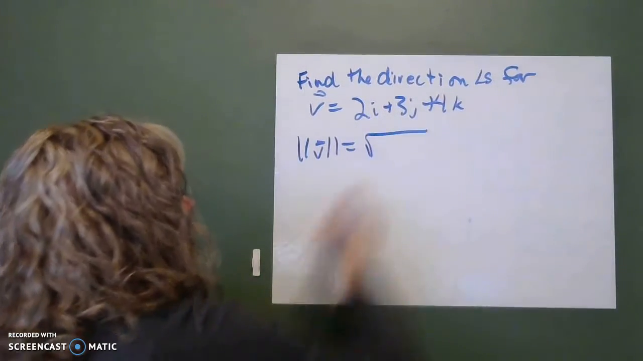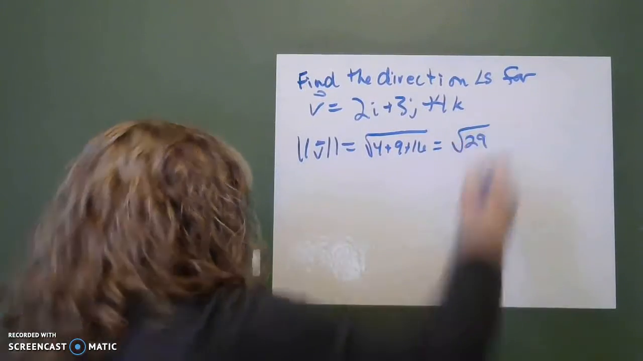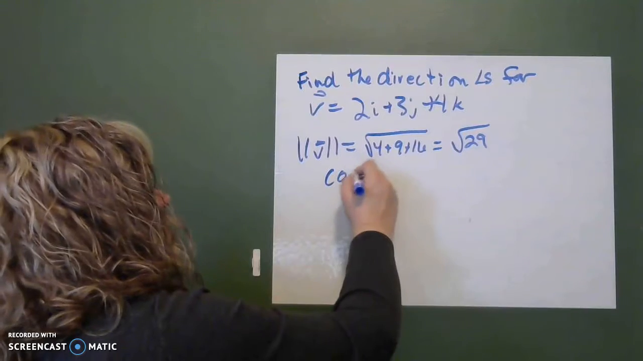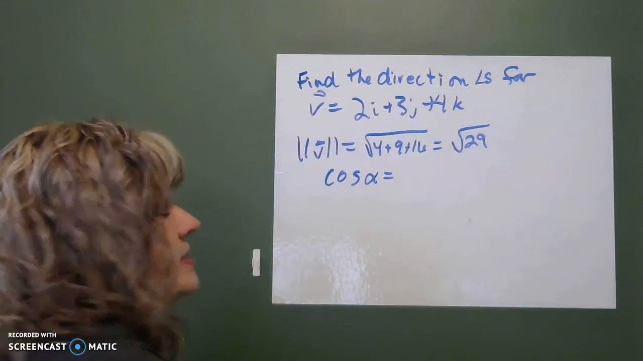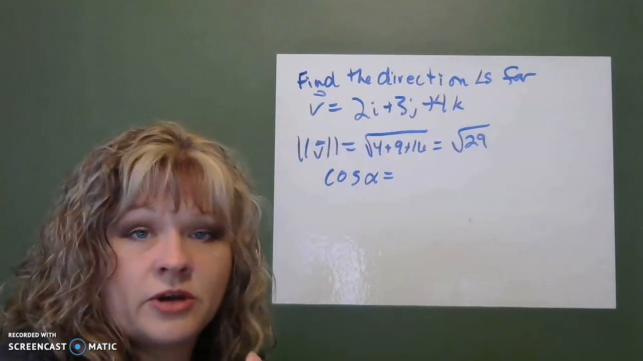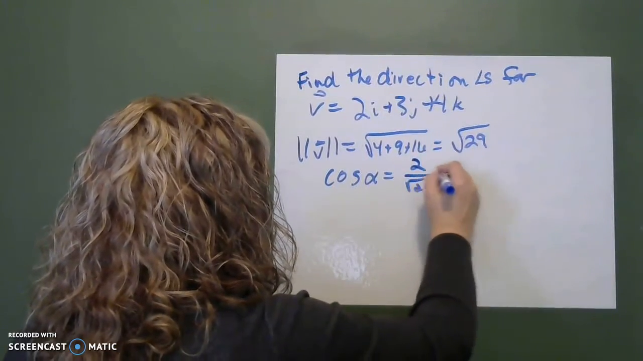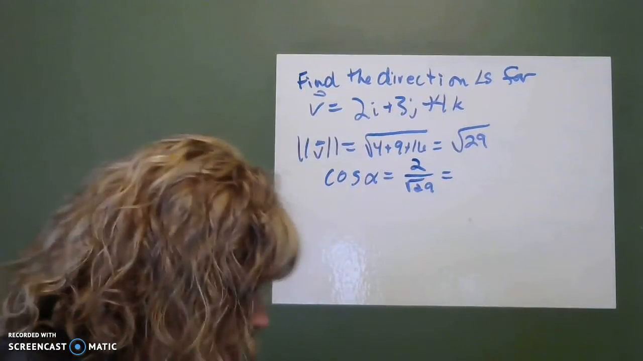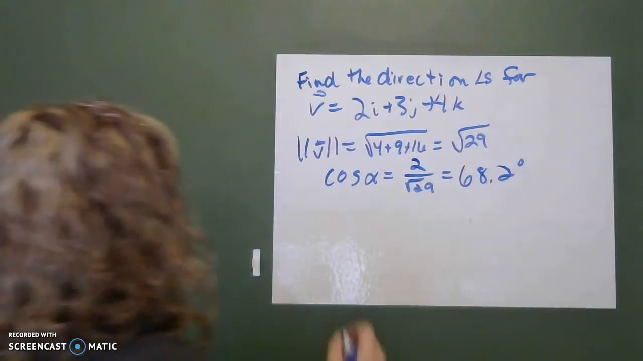So we've got the square root of 4 plus 9 plus 16. I wish that came out nice, but it doesn't. Again, it's radical 29. So then the cosine of alpha is, now alpha, remember, is the angle that you get when you are intersecting with I. So all you do is you take your coefficient for I that you see here, okay? So 2 over radical 29. So you do the inverse cosine of 2 over radical 29, and you should get 68.2. And that's in degrees, okay?